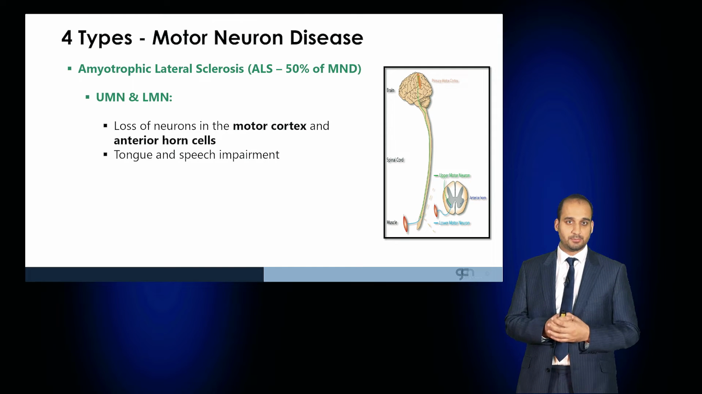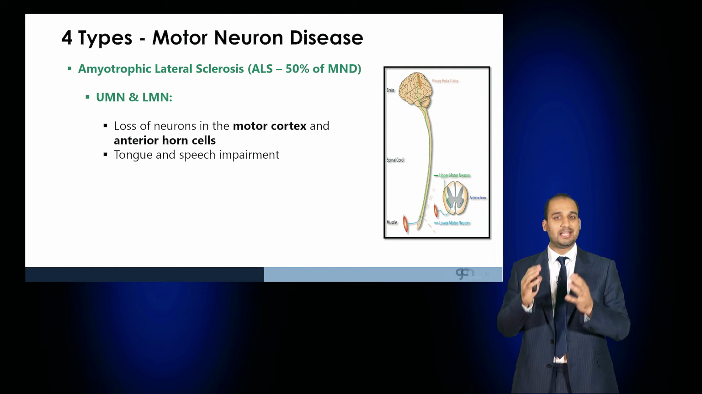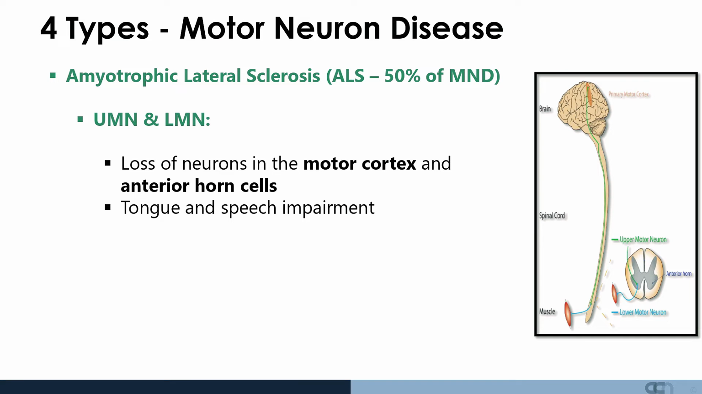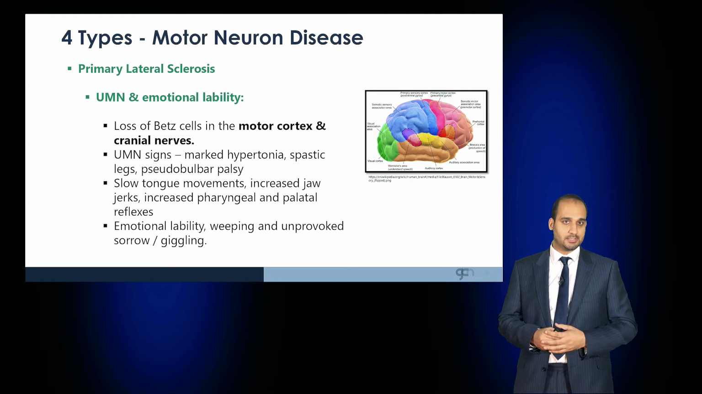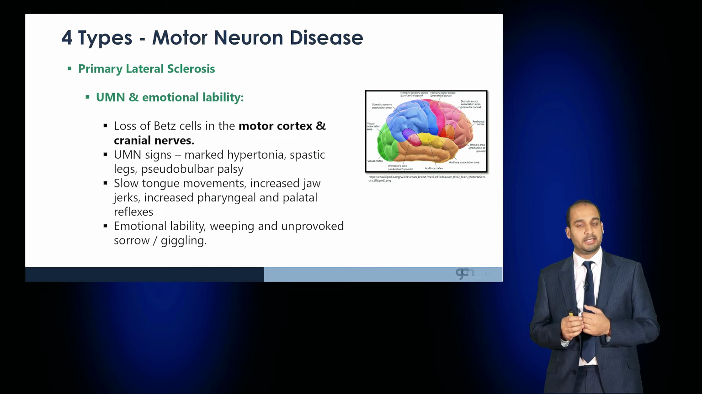Amyotrophic lateral sclerosis, which accounts for most cases, is a mixture of upper motor neuron signs and lower motor neuron signs, and this occurs due to the degeneration of neurons in the motor cortex as well as the anterior horn cells, and this can also lead to tongue and speech impairment. Primary lateral sclerosis results in upper motor neuron signs and emotional lability.